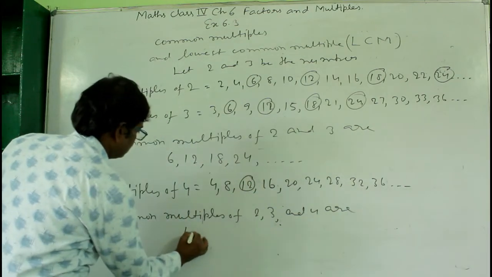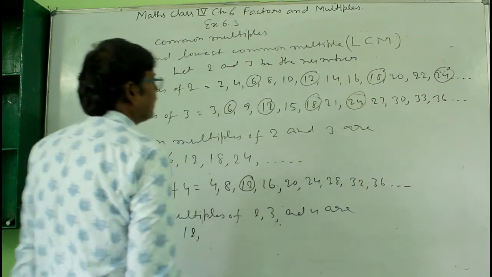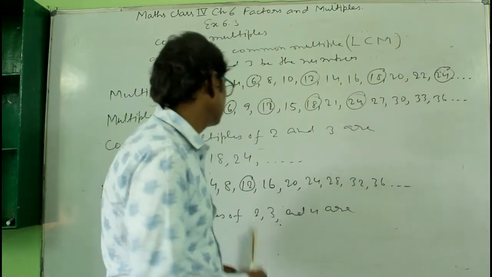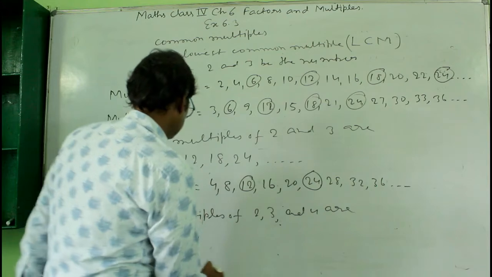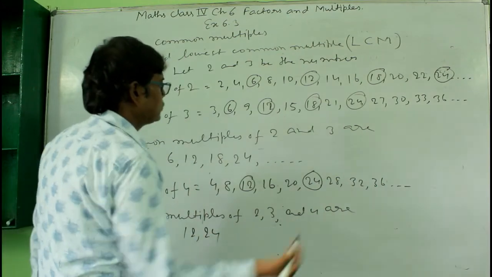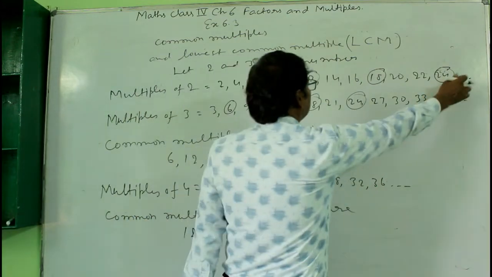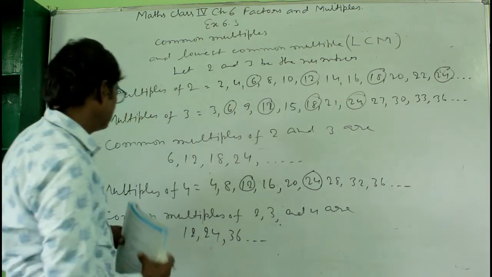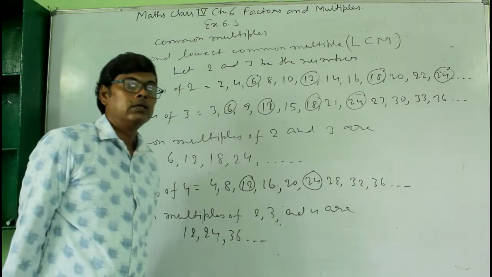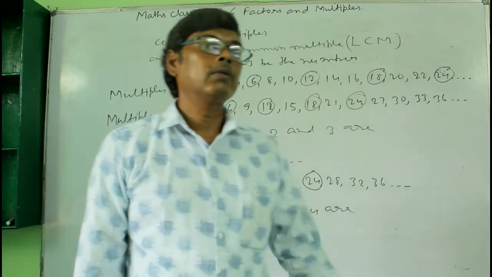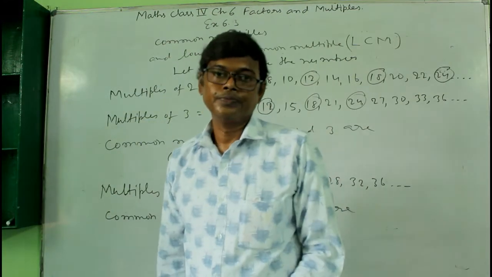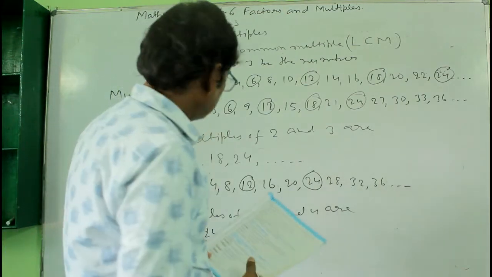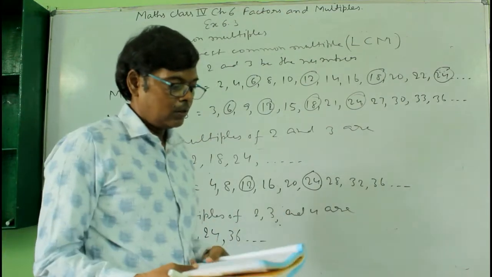So first is 12 here. Then next, 18 is not common everywhere, but 24 is common. 24, 24 and here also 24 is common. So here write 24. Then next will be 36. Here also we will get 36. So you will get 36 here. And so on. So these are the common multiples of 3 numbers, that is the common multiples of 2, 3 and 4. We can find out like this and we can find more. So now this is all about the common multiples.